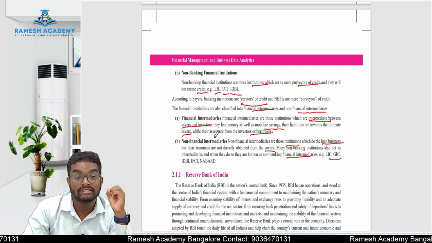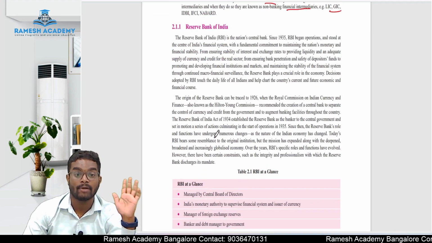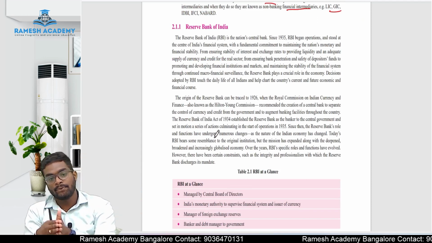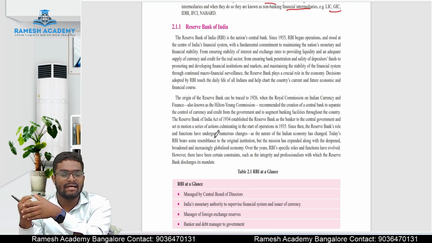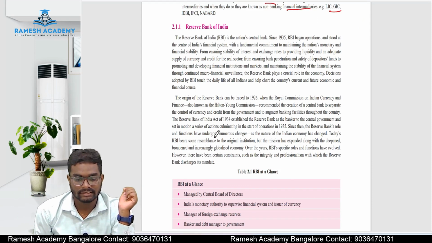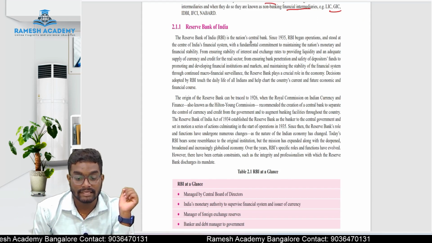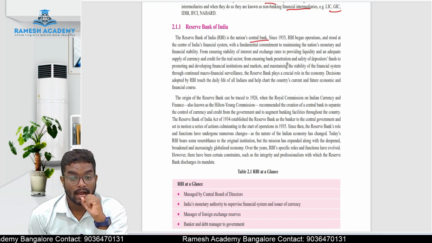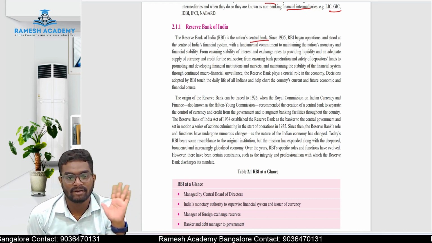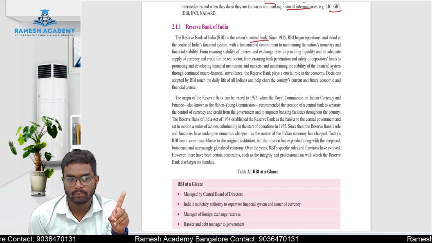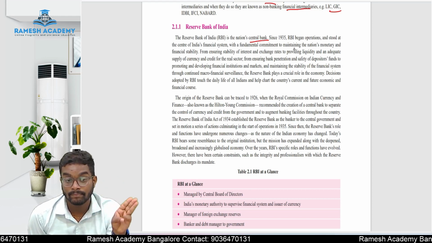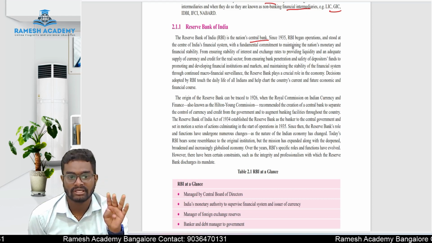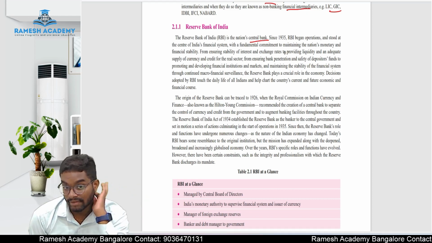Next, we'll see everything about the RBI, the functions, the composition, and the role of RBI in the business in India. RBI is the nation's central bank. RBI is the sole authority in India for banking business. They have the right to print money, to give banking licenses, to audit a bank, close a bank, merge a bank, everything. They have the ultimate power.